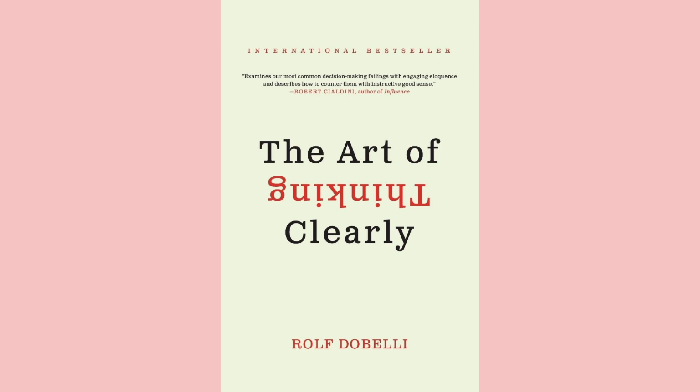Confirmation bias, seeing what we want to see. Confirmation bias is the tendency to search for, interpret, and remember information that confirms our preconceptions. It can cause us to ignore contradictory evidence and cling to false beliefs.